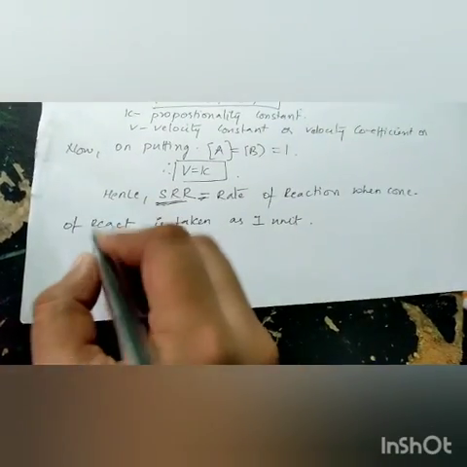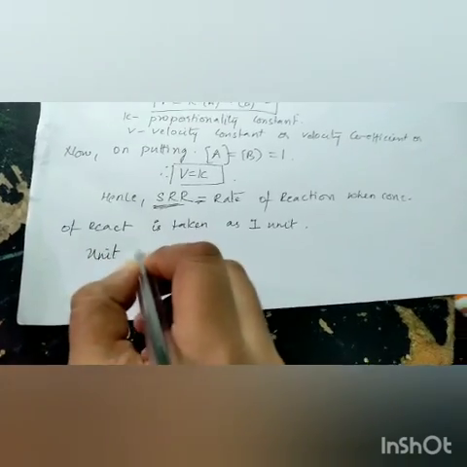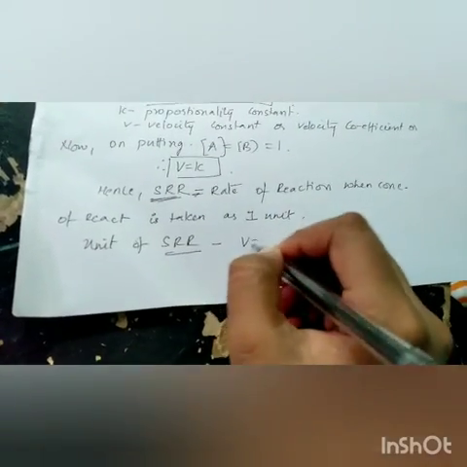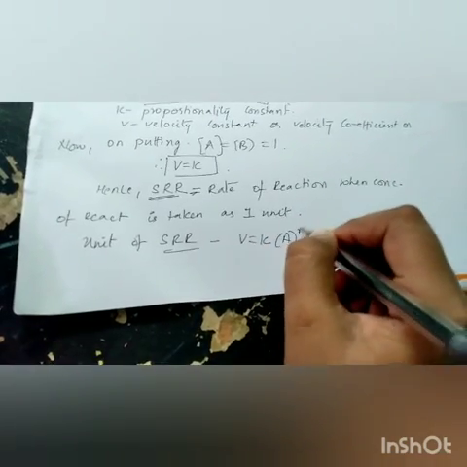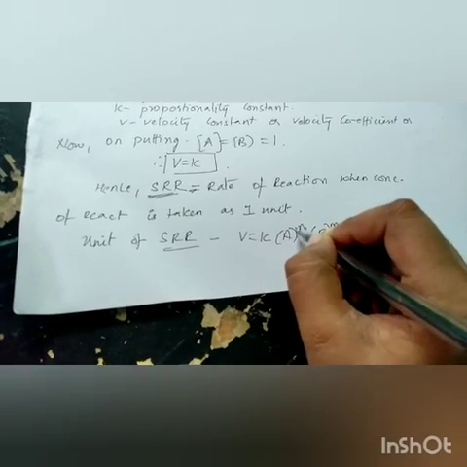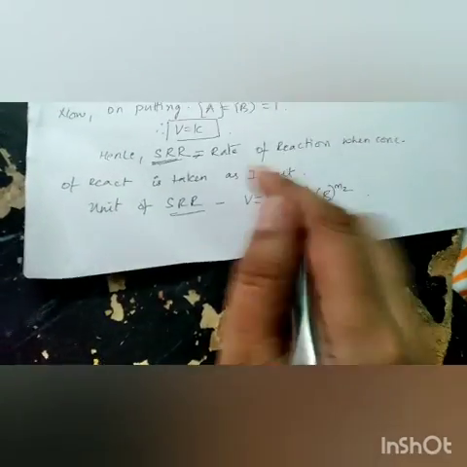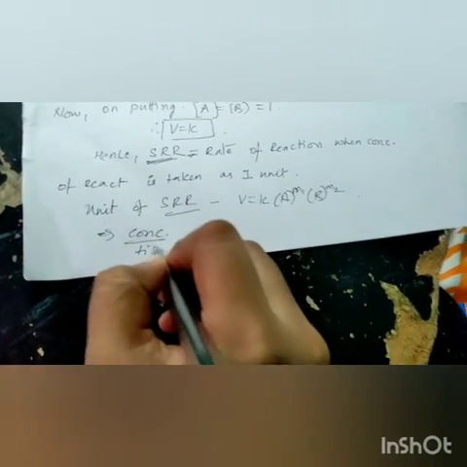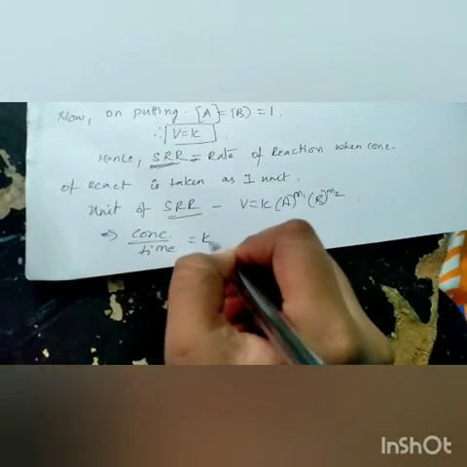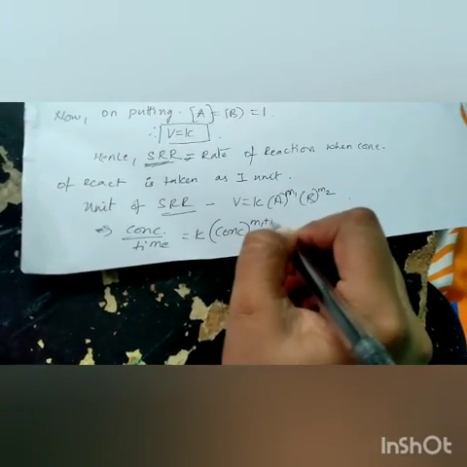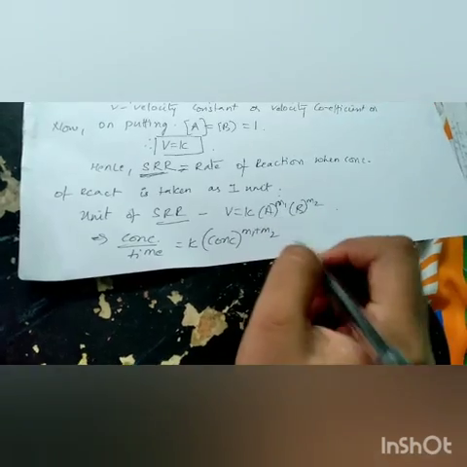So what are the units of specific reaction rate? V is equal to K [A] power m1 [B] power m2, that is given as concentration by time is equal to K into concentration power m1 plus m2. Now that exponents form.